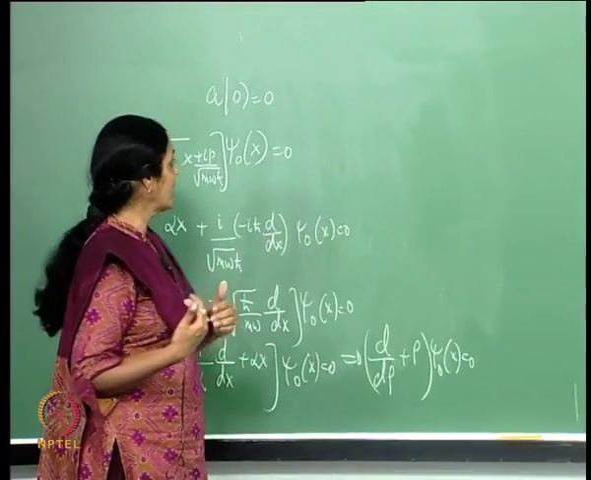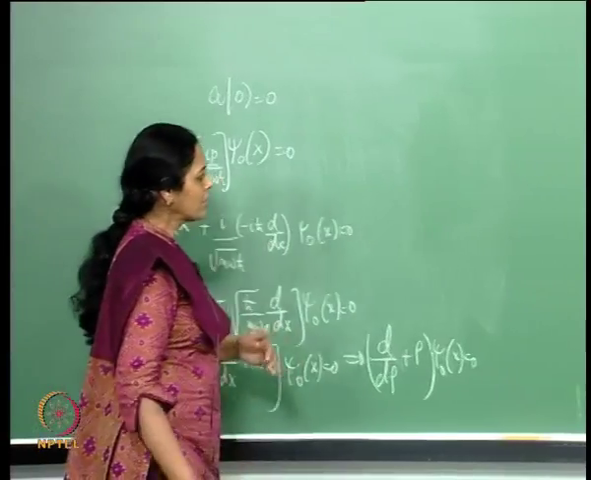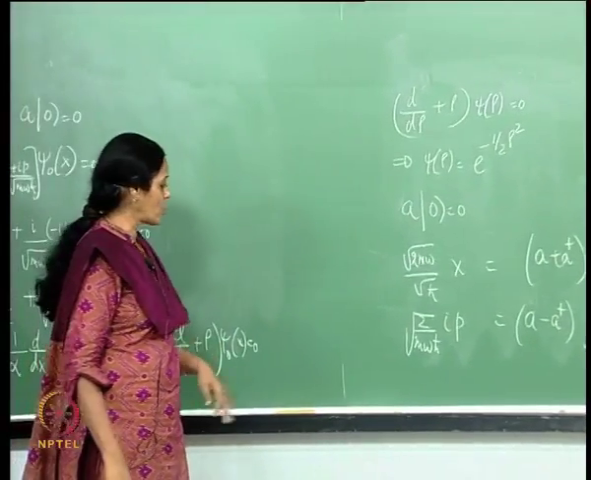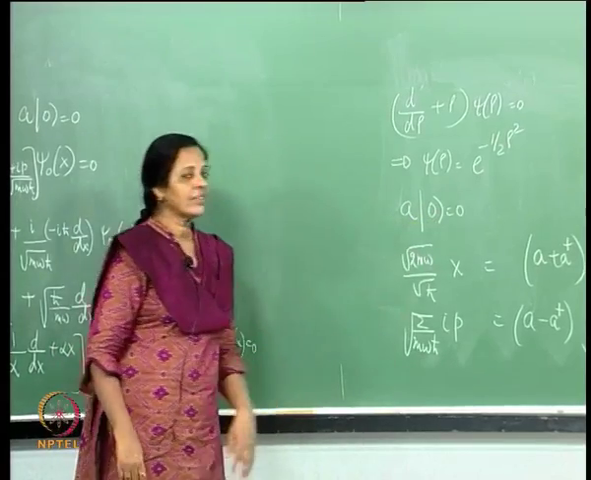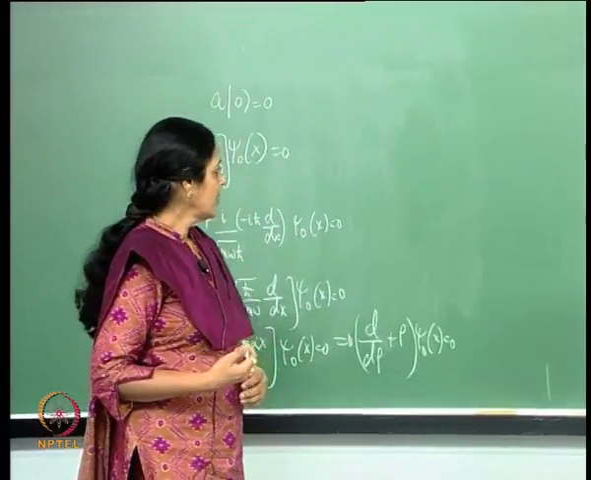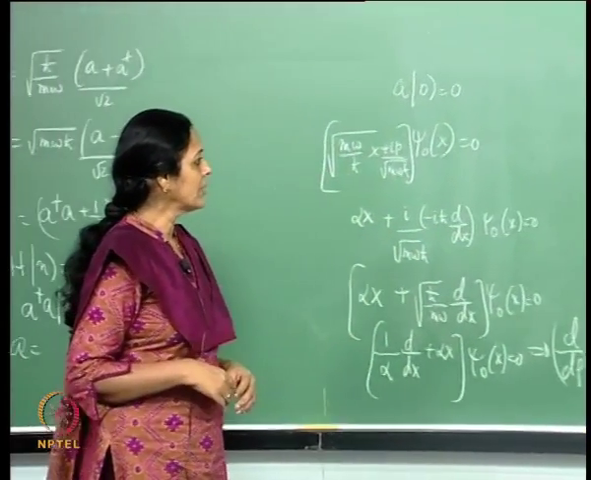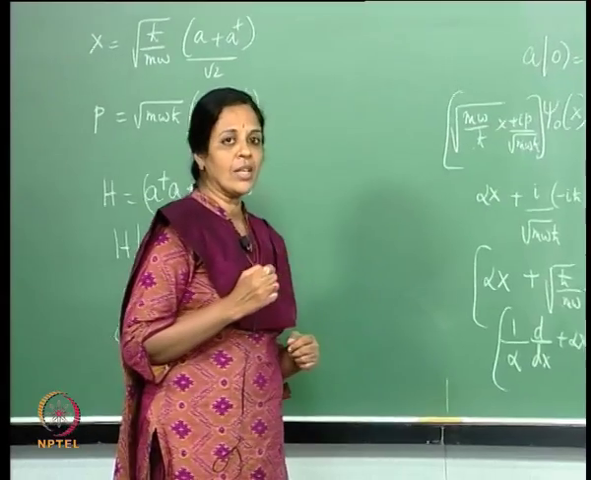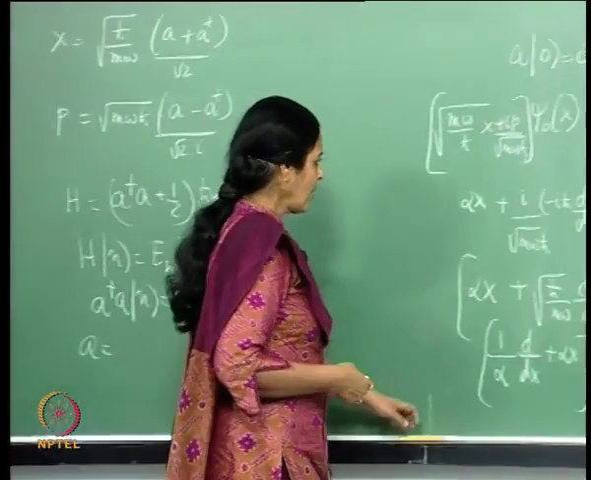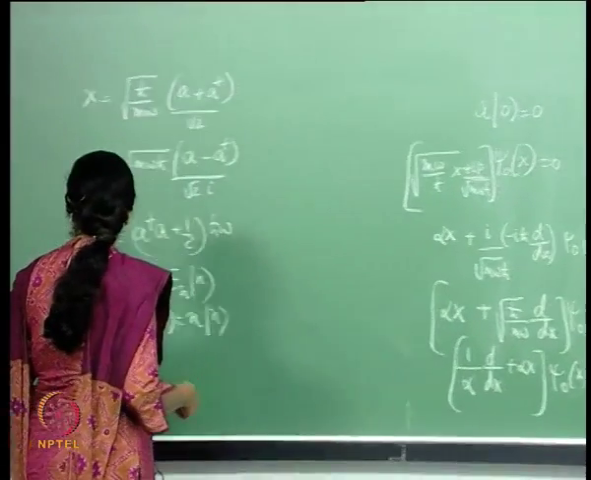I started with writing A ket 0 is 0, but if A is written in terms of x and p, and p itself is minus i h cross d by dx, I simply get that equation with a solution which is a Gaussian solution. So that is one thing that I have learned, that for a specific value of lambda, lambda equal to 1, the solution is Gaussian. And then by inspection I see the following.